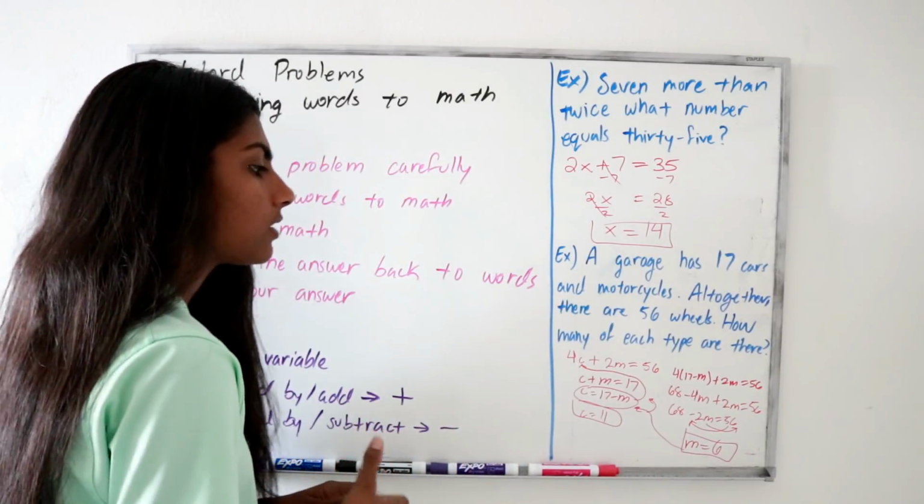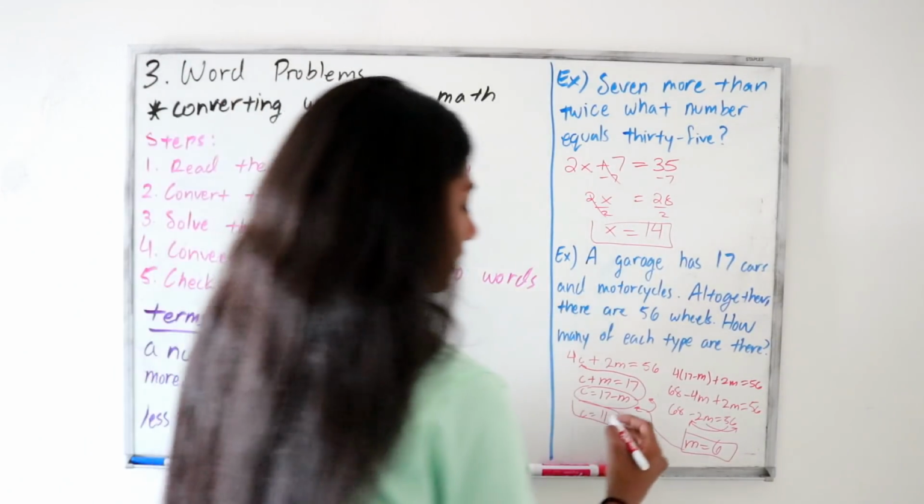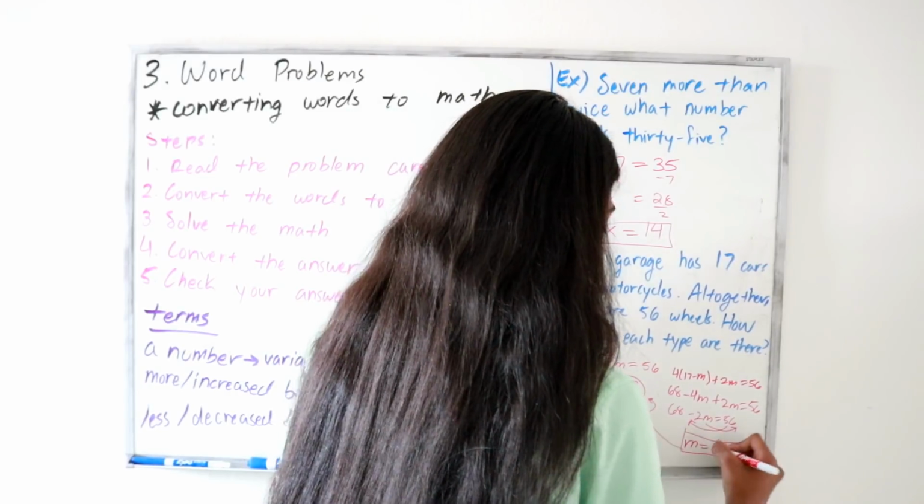So when you're writing this down, it's important to have units. This one doesn't need units, but this does. So we know that there's 11 cars and then there's 6 motorcycles.